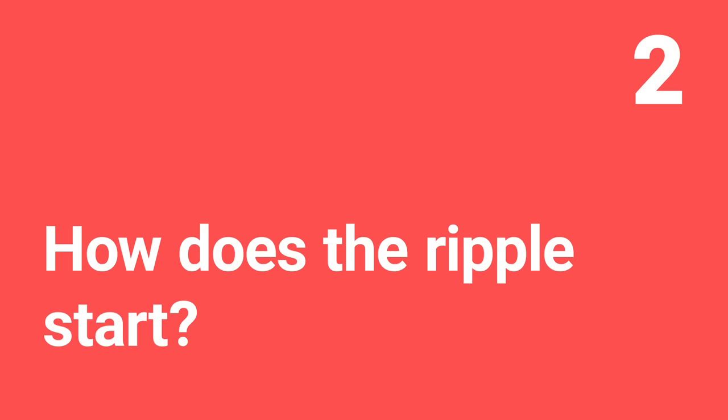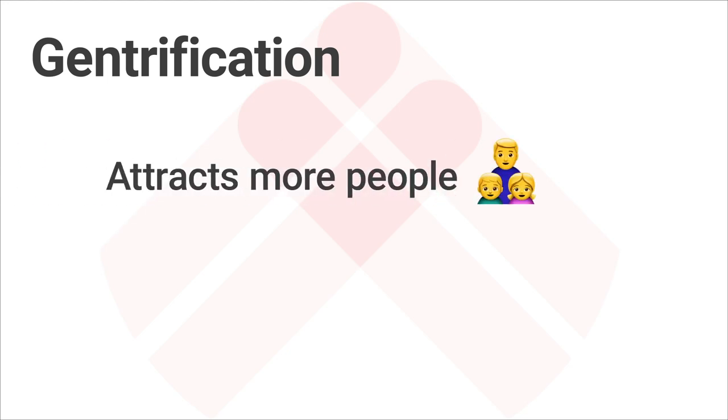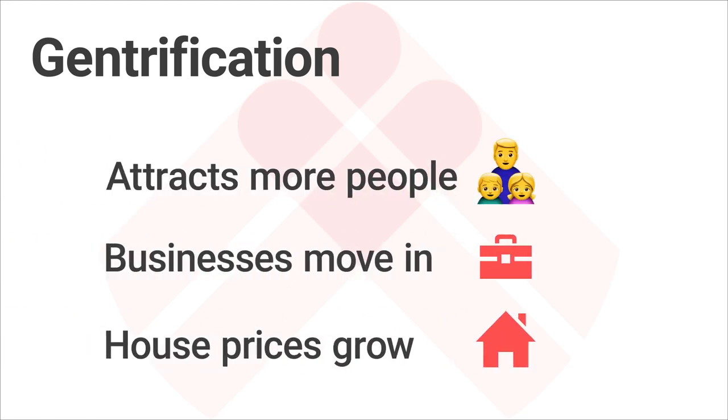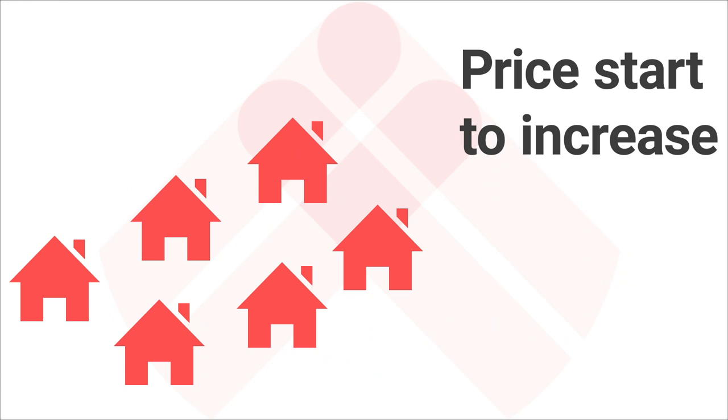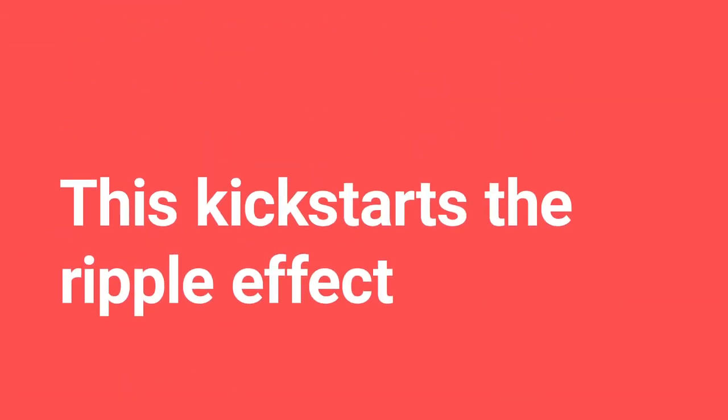So how does that ripple start? Every ripple starts with one key driver. Now it could be a number of things. It could be gentrification, where an area starts getting nicer and it attracts more people, more businesses move in and house prices grow. And when an area becomes a more appealing place to live and demand starts to rise, prices then start to increase. And this can kick off the ripple effect because people get priced out of the market and start to look further afield.